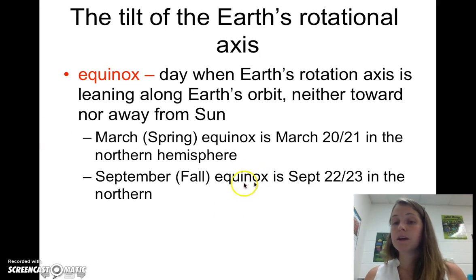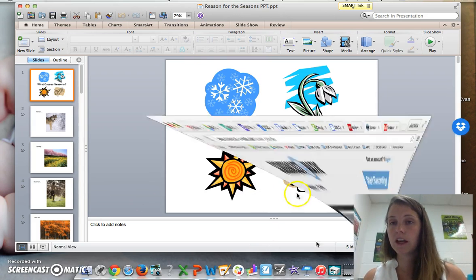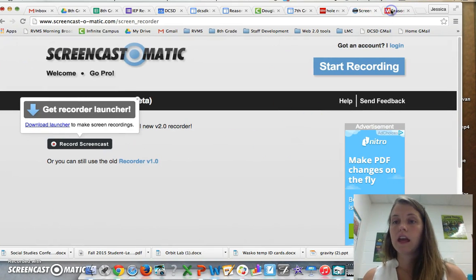And the sun's rays are hitting both the northern and the southern hemisphere at equal intensities. And so that would be March. March is the spring equinox, March 20th to 21st, and the fall equinox is the 22nd and 23rd in the northern hemisphere. All right, so those are the reasons for the seasons. I do want to show you really quickly a little animation.